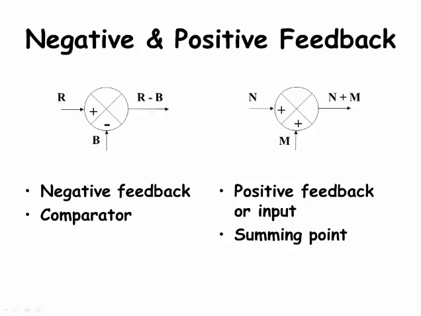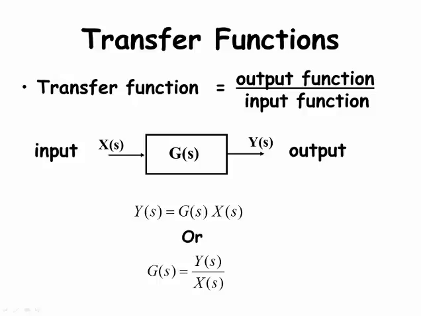The summing point on the right has two plus signs within the circle, indicating that the two inputs N and M are summed and the output is N plus M. Summing points can have more than two inputs. When you look at summing points, make sure that you check the sign to identify comparators. This slide is a review. It shows transfer functions as the ratio of the output function over the input function and the different ways the transfer functions can be written.